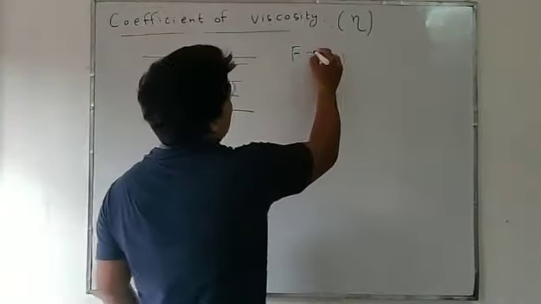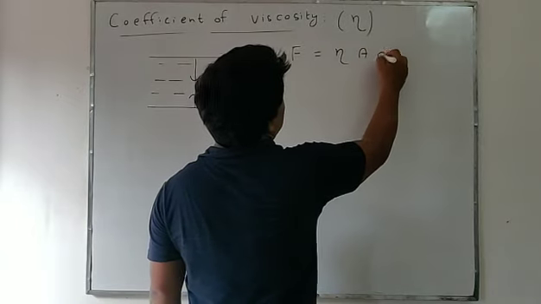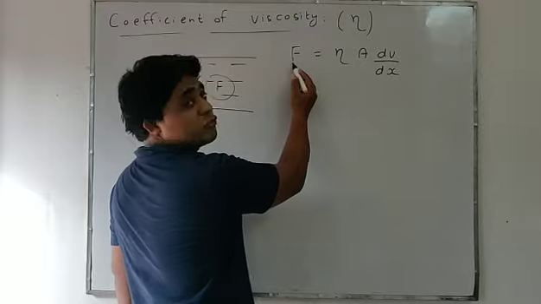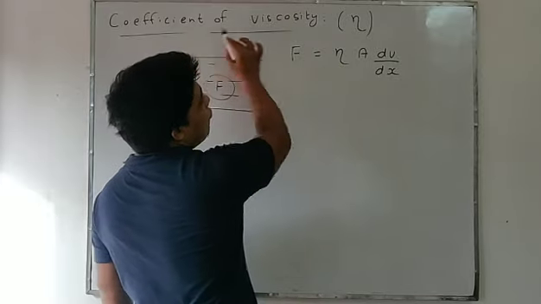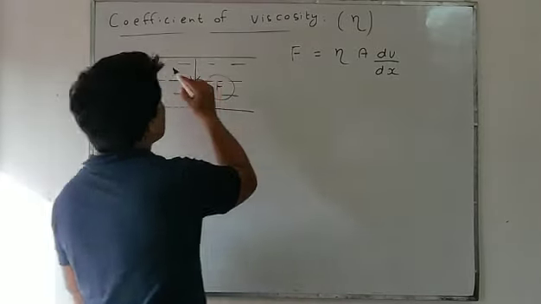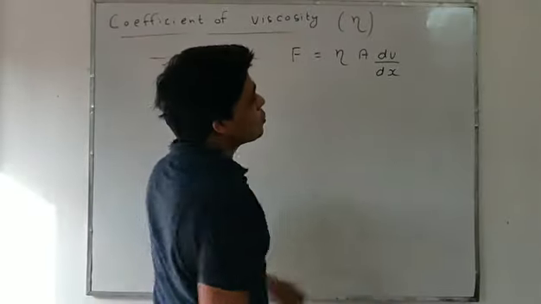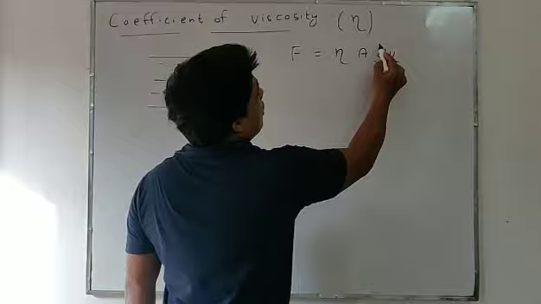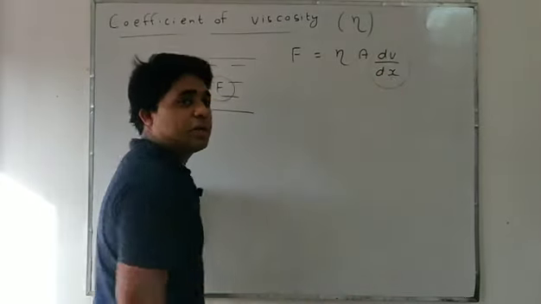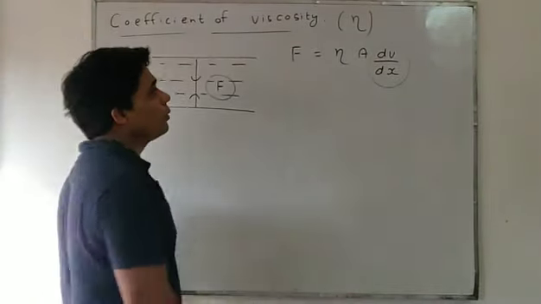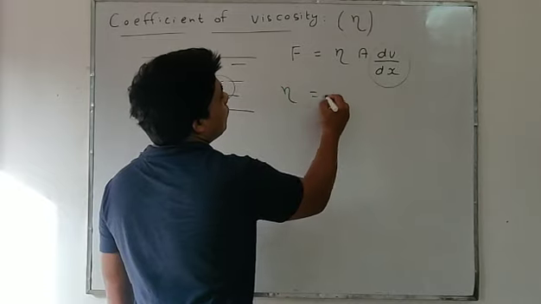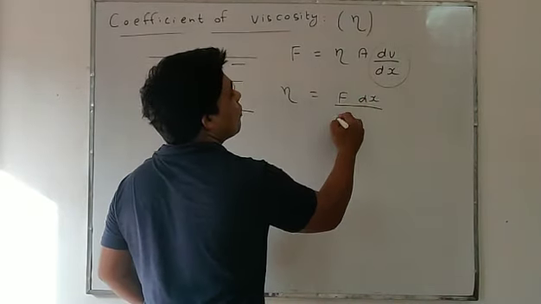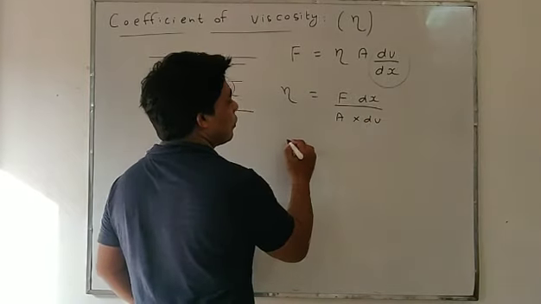given by F equals eta A dV by dx, where F is force, eta is a constant called the coefficient of viscosity, A is area, dV is velocity, and dx is displacement. This term is called the velocity gradient. So we require eta equals F into dx divided by A into dV.